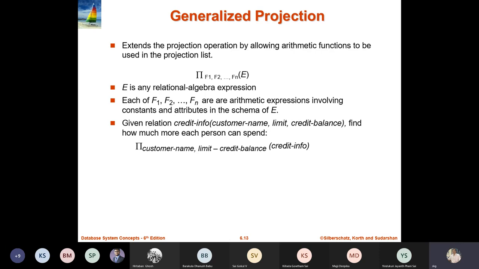Or, if I have gross salary and the tax information of the instructor or the employee, we can have the net salary expressed as gross minus tax and things like that. So this type of arithmetic expression is possible in this type of projection, which we call generalized projection.